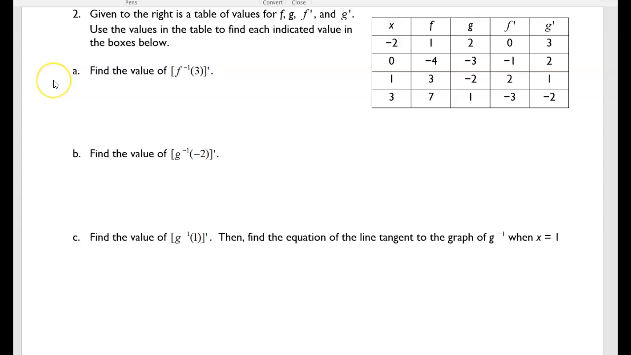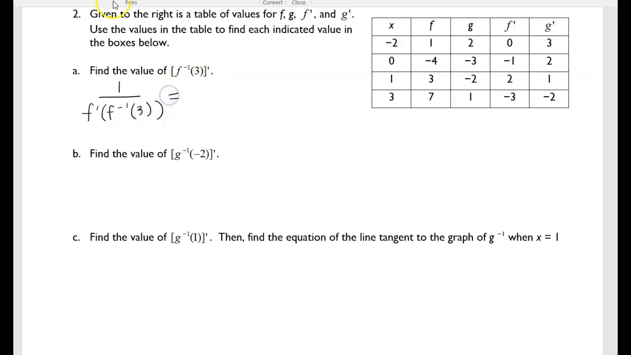So more likely than not on the AP exam, you might see these derivative of inverse functions with a table of values. So it's not actually going to give you the function, which could be nice because then you're not tempted to go and spend the time finding the inverse. And so what we have here, we have f, g, f prime, and g prime, and it's going to ask us to find some derivatives. So we want to find first f inverse of 3 prime, and so we're going to use our formula 1 over f prime of f inverse of 3.